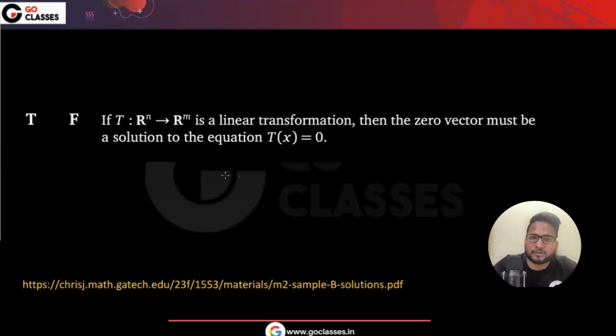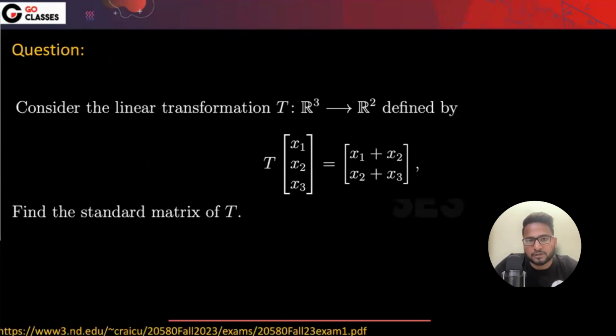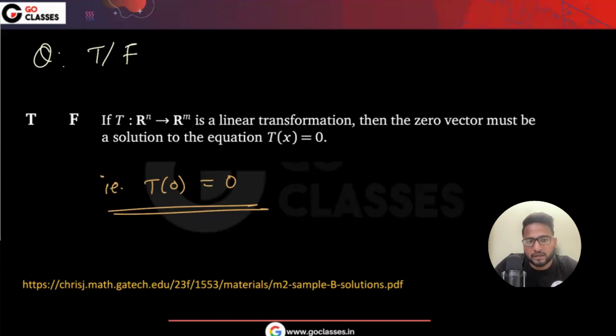Tell me, is this true or false? Let's just do this question quickly. It is an easy question. They are saying that if T is a linear transformation, then the zero vector must be the solution of T(x) equal to zero, right? Which means that they are trying to say that T(0) must be 0. Is this true or false? This is true, that the origin doesn't get shifted in the linear transformation, right? The answer I don't have here, but that's fine. I mean, this is true, right?